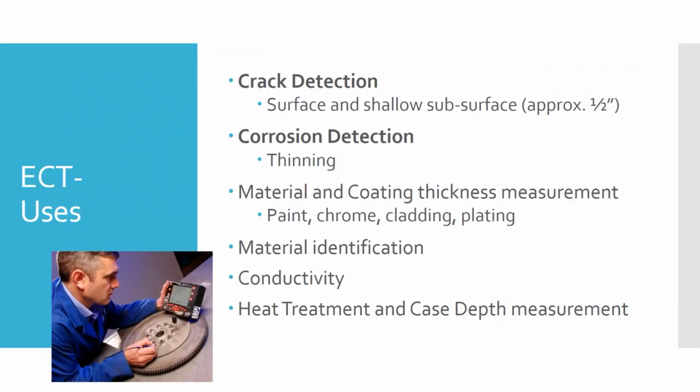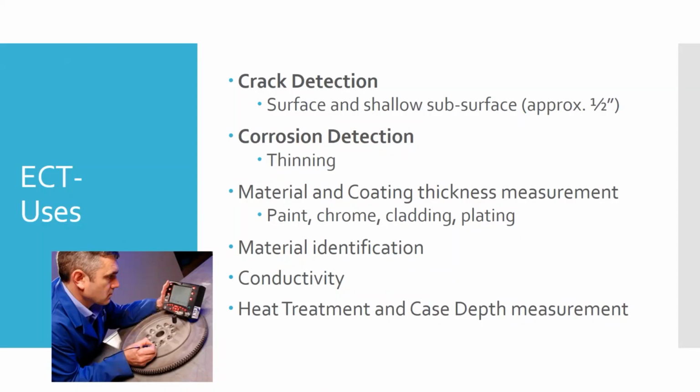And then the other area that we use it for is testing corrosion. We can detect the thinning. When corrosion takes place, a certain amount of metal is eaten away by the corrosion that forms. And so that causes the base metal, the material that we're testing, to get thinner in the areas where corrosion has taken place. And so we can measure that as well.